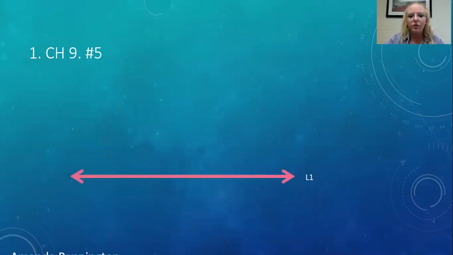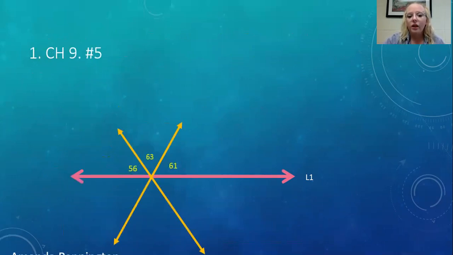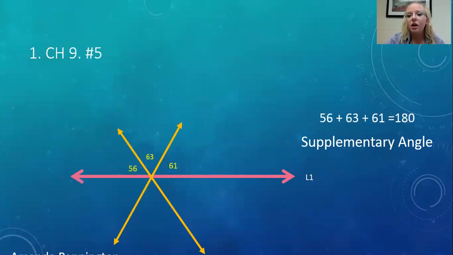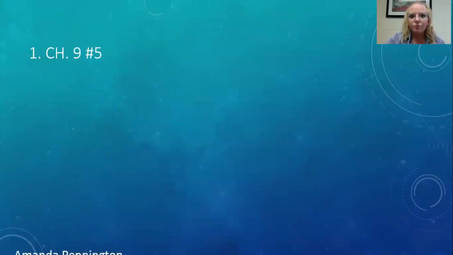So here's our line 1 and our degrees. We know that this is the top portion of the diagram that just went on. So we know that we have to add 56 plus 63 plus 61 together to get 180 because they're supplementary angles. Because that line 1, which is right here, is that line, and everything in it has to be that 180. So that's how we can tell that we got everything that we need. So that is just an example of a supplementary angle.